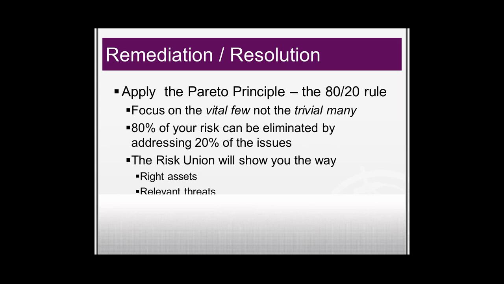We want to apply the Pareto principle. Remember the 80-20 rule? Focus on the vital few things that are really critical to our organization and not the trivial things right away. 80% of your risk can be eliminated by addressing 20% of the issues. The risk union will show you the way: the right assets, having the right mitigation strategy at the right time. Next slide.